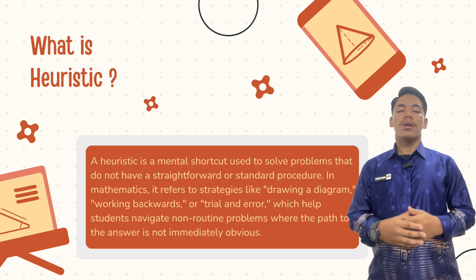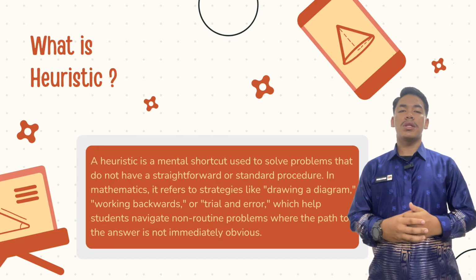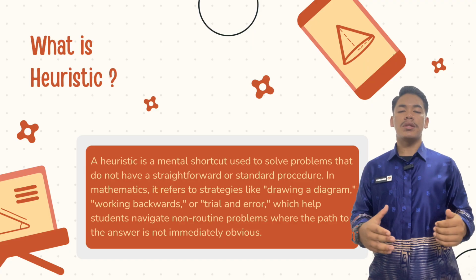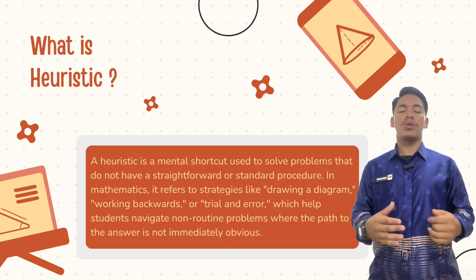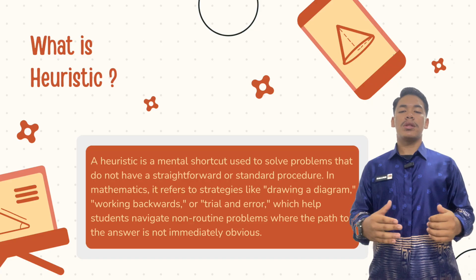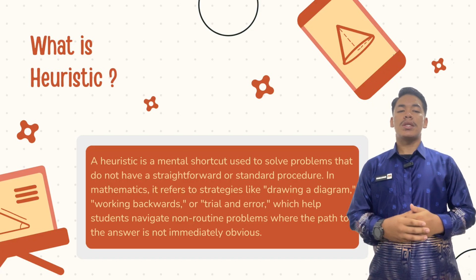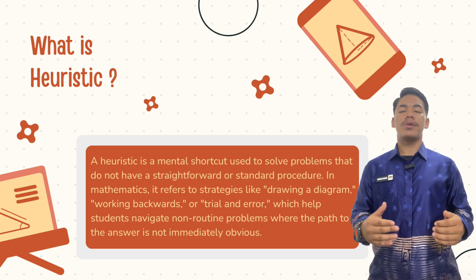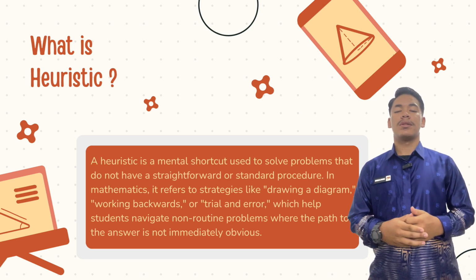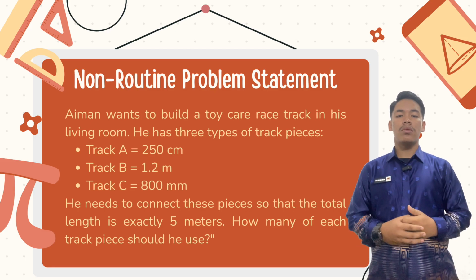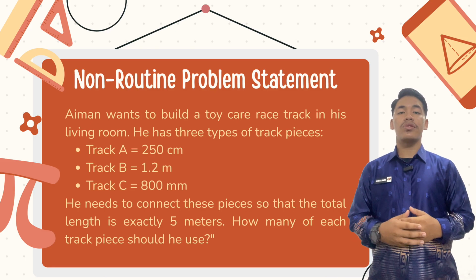To summarize, if computational thinking is the architecture of our thoughts, then heuristics are the hammers and nails we use to build the solution. When a student combines these two, they stop being calculators and start being problem solvers. This synergy is exactly what we need for the 5-meter Grand Prix challenge, which I will explain in the details in the next slides. Now, let's look at the actual challenge I have designed for the Year 4 students.